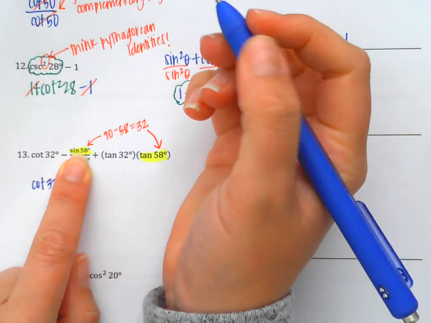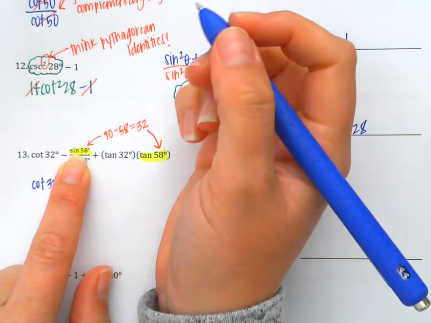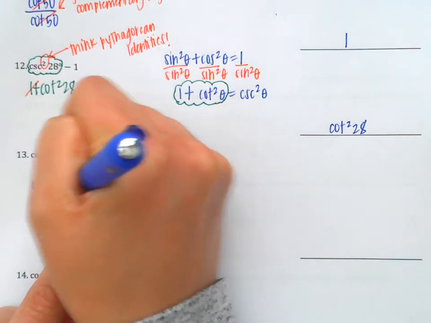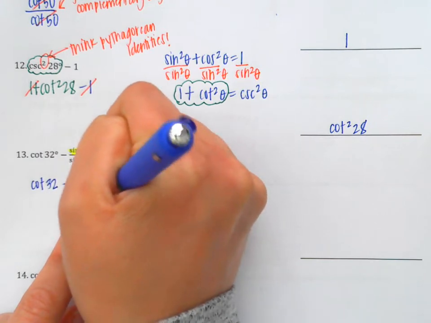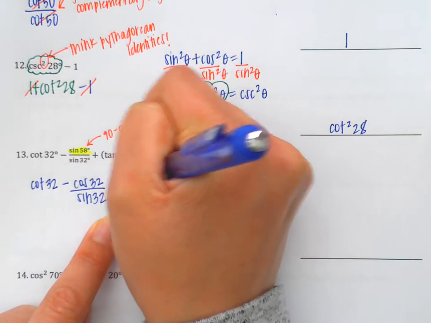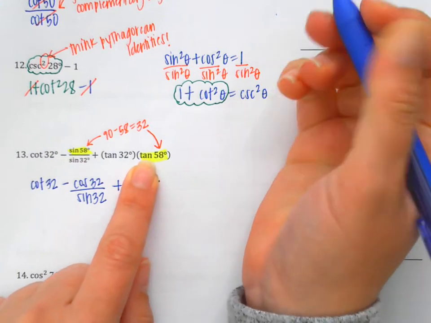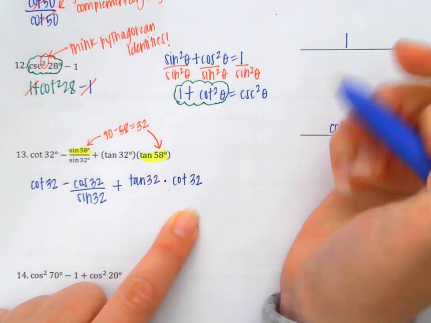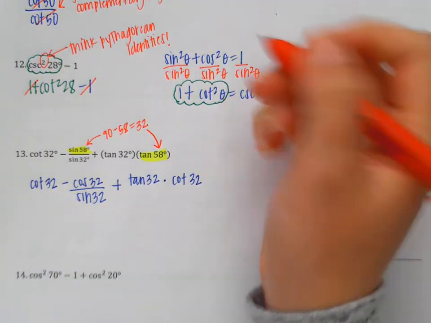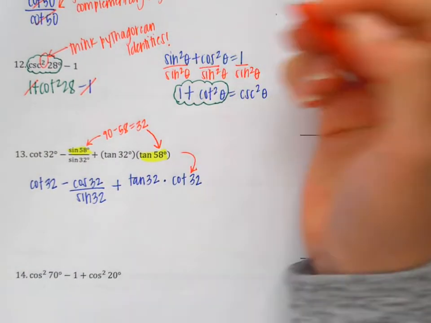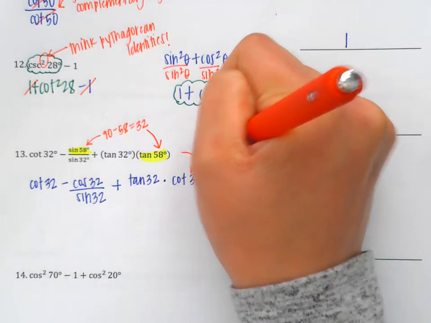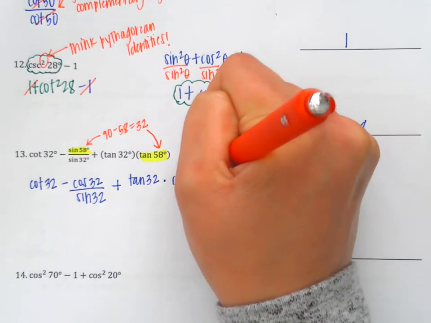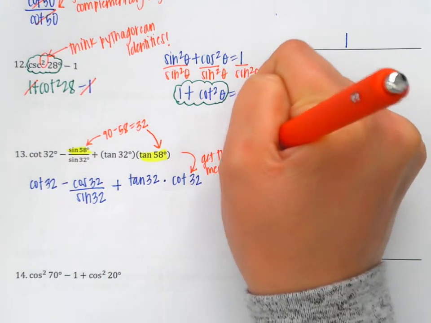Sine 58, we're going to rewrite it using the complementary angles theorem. So I'm going to rewrite it as cosine 32. And then sine 32 is going to stay the same. Plus tangent 32. And then tangent 58, we're going to rewrite as cotangent 32. So all I did was I first got the same angle measures by using the complementary angle theorem.